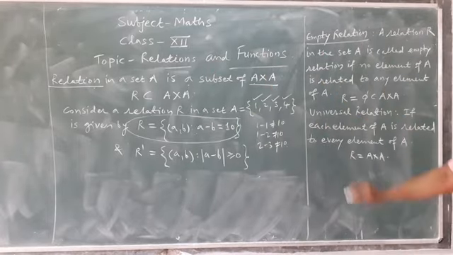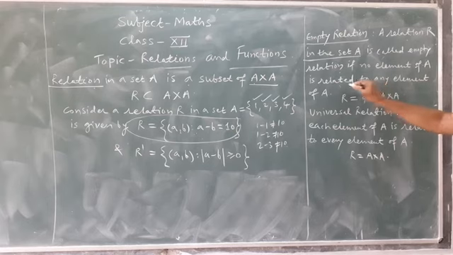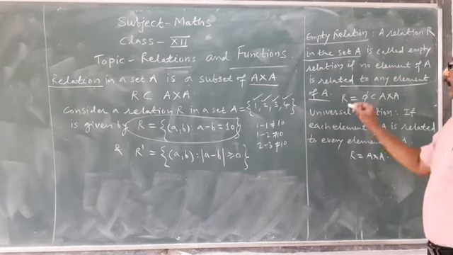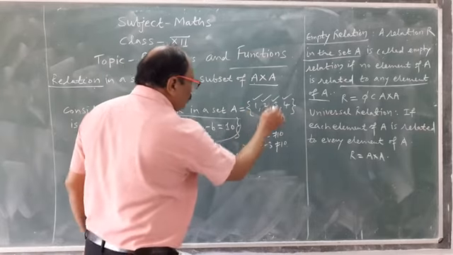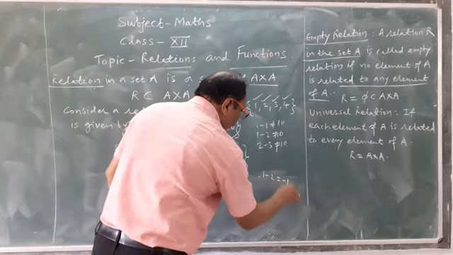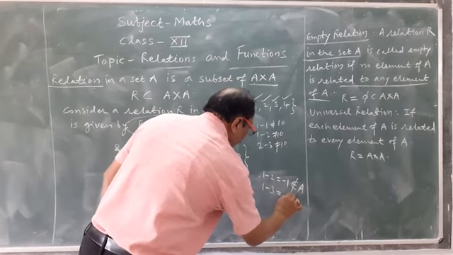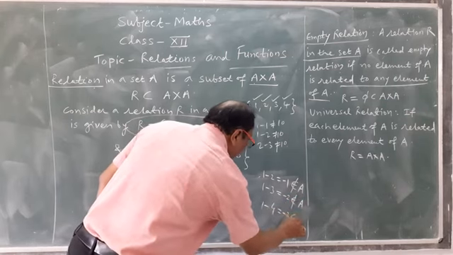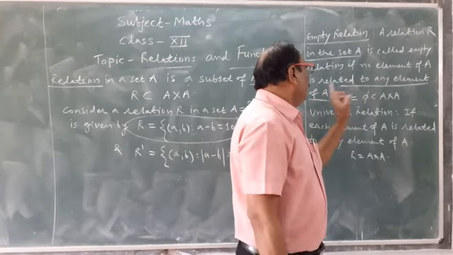Such types of relations are empty relations. An empty relation means a relation R in a set A is called an empty relation if no element of A is related to any element of A. Here a minus b is equal to 10. Suppose 1 minus 2 is equal to minus 1, which does not belong to A. 1 minus 3 is equal to minus 2, which does not belong to A. 1 minus 4 is equal to minus 3, which does not belong to A. So no element of A is related to any element of A.